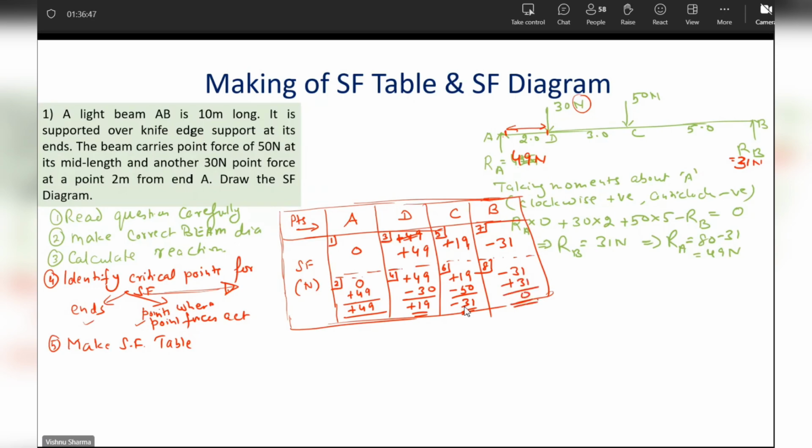Have you understood what I have done? You don't have to write these numbers. These were written only for the first time. Is that clear? Yes.